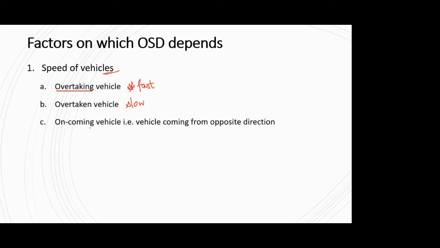And then you have an oncoming vehicle, which is the vehicle coming from the opposite direction. So the term is given as oncoming vehicle. The second factor on which your OSD depends is the distance, obviously the distance between the overtaking and overtaken vehicle.